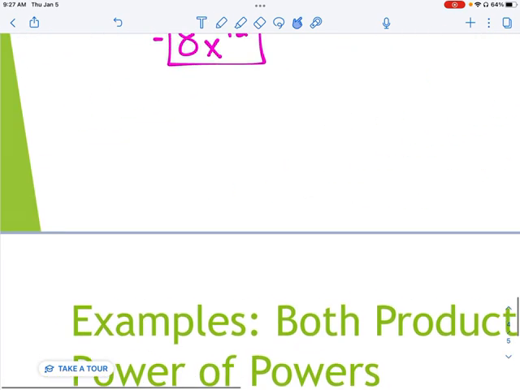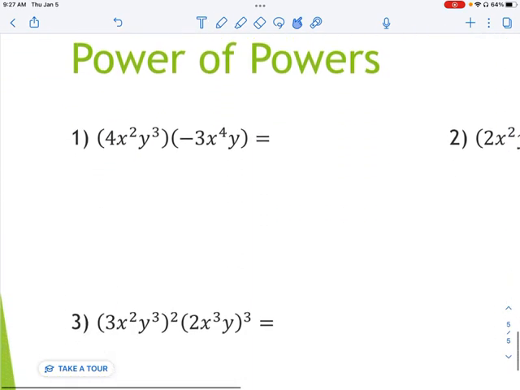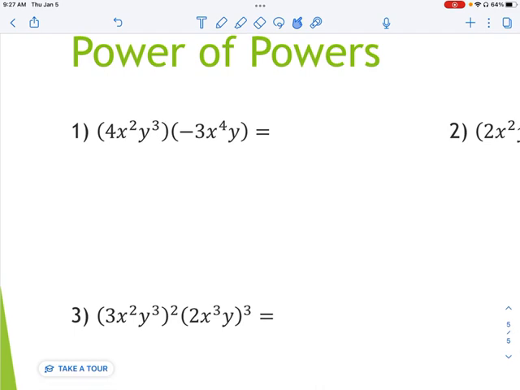Okay, so now that we have 2 rules, we're going to mix them together. So we're going to do some product of powers and powers of powers mixed together. On this first one, this one is just a straight up product of powers. So we're going to take our coefficients, multiply them. So 4 times negative 3, that's going to get me negative 12.